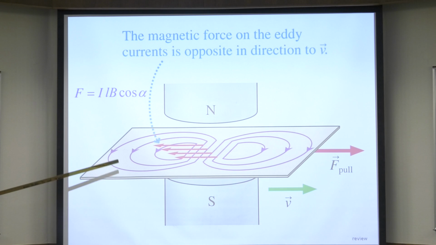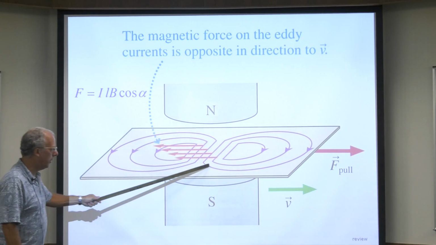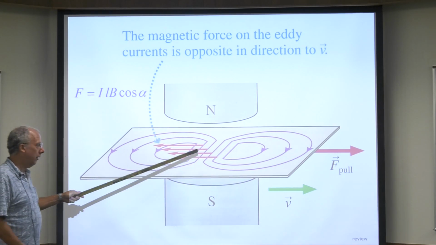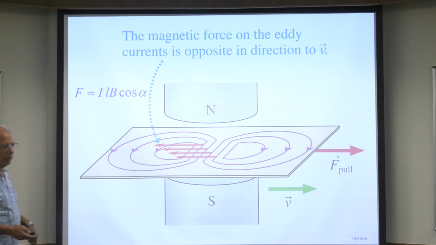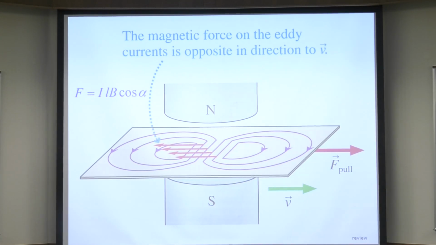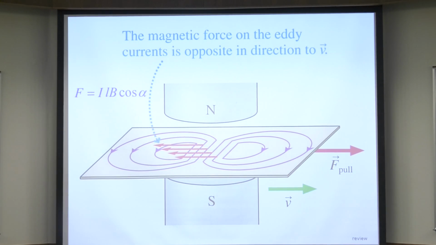Then we learned about these eddy currents. If you pull this non-magnetic material through a magnet, you're having changing flux, so you're going to get an induced EMF. And since it's a metal, you get an induced current. And that's incredibly important because they use it for magnetic braking.